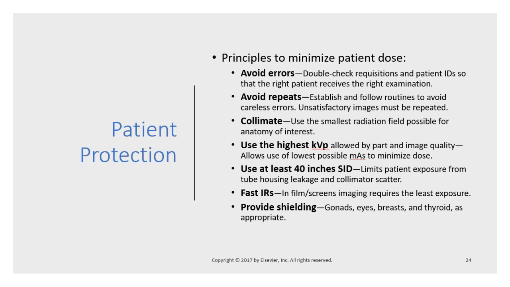You want to use as fast an image receptor as you can get. In film screen or in CR and DR, they have different speeds. The faster the IR is, the less detail you're going to get, so you want to find something in the middle. But the fastest IR you have reduces patient dose, so there's a compromise somewhere in there. You always want to provide shielding to the gonads, the eyes, the breast, the thyroid, or wherever the patient is asking.